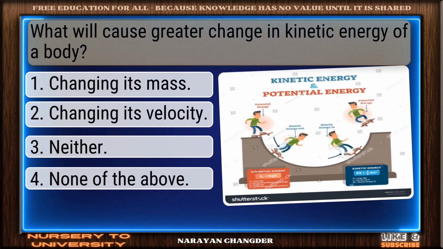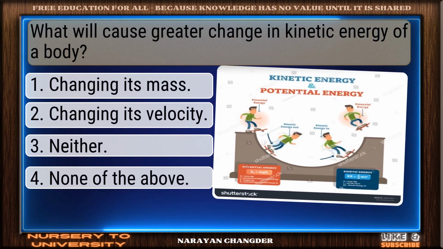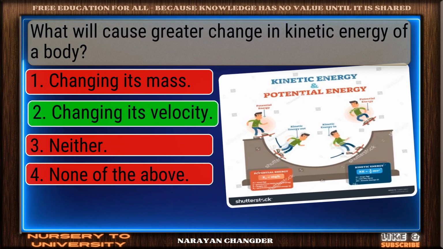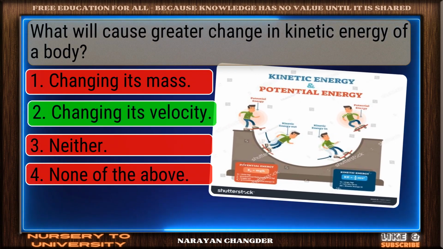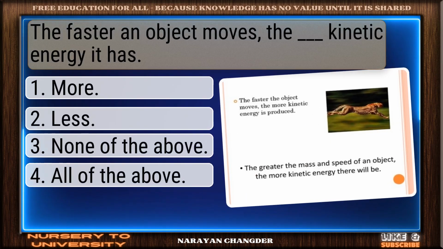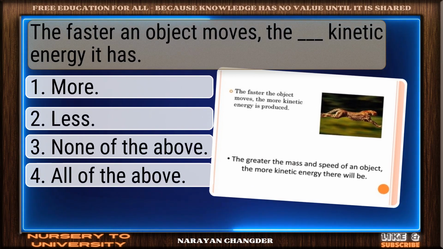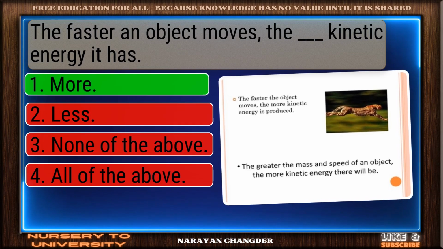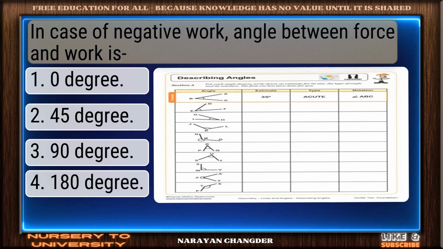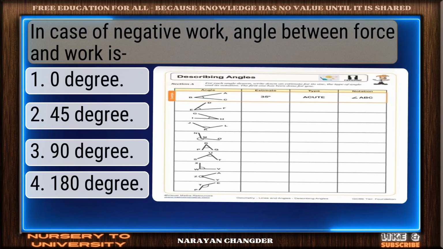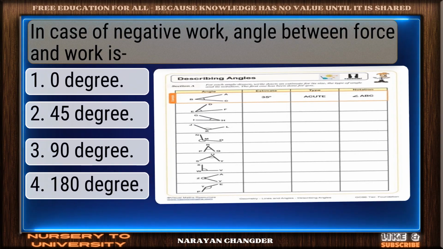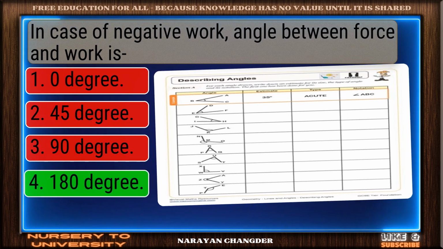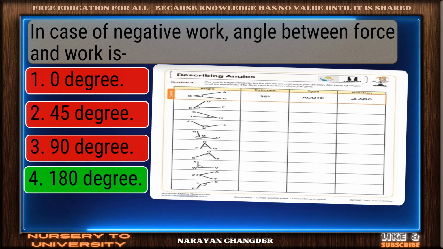Question number 45. What will cause greater change in kinetic energy of a body? Nice work. You chose changing its velocity, and it is correct. Question number 46. The faster an object moves, the dash kinetic energy it has. Bravo. More is the answer. Question number 47. In case of negative work, the angle between force and displacement is? Correct response. 180 degrees is the most accurate answer.